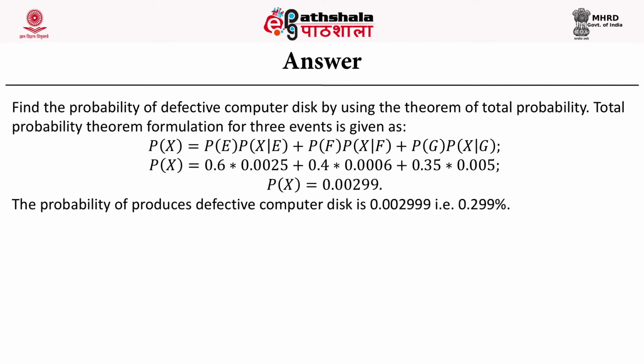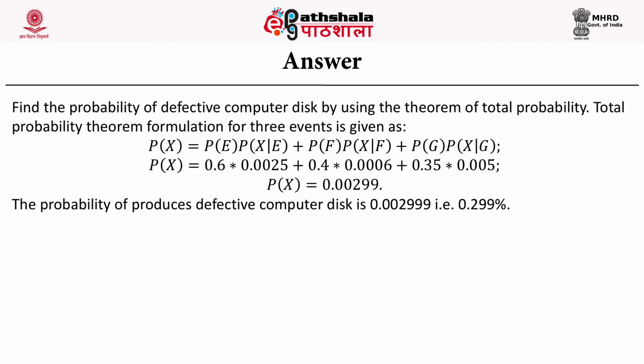So probability of X can be found out by putting in the values. The answer comes out to be 0.00299. So the probability of producing a defective computer disk is 0.299%. So it is very low.